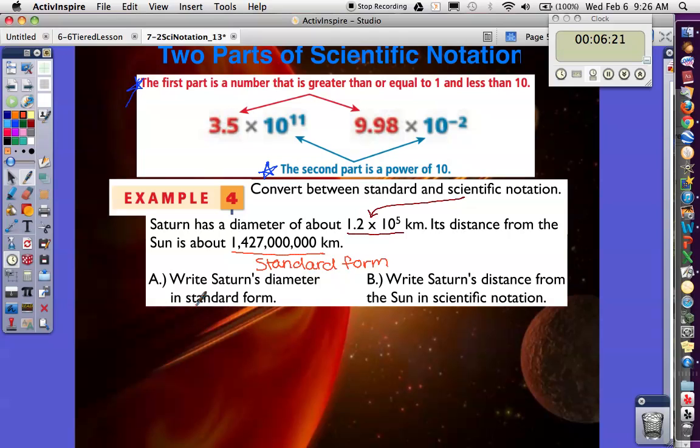For this first example, write Saturn's diameter in standard form. So Saturn's diameter is 1.2 times 10 to the 5th. Standard form would be multiplying that out. Really big or really small number? Really big. So move the decimal 5 places to the right.